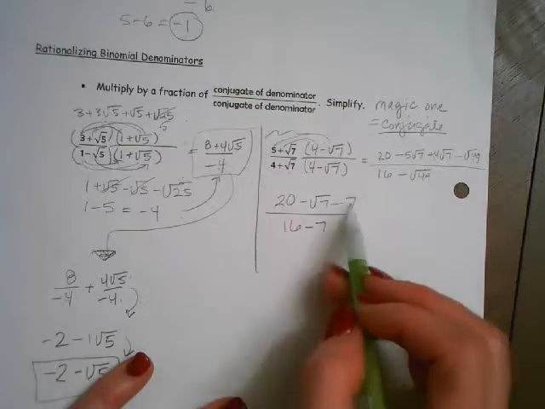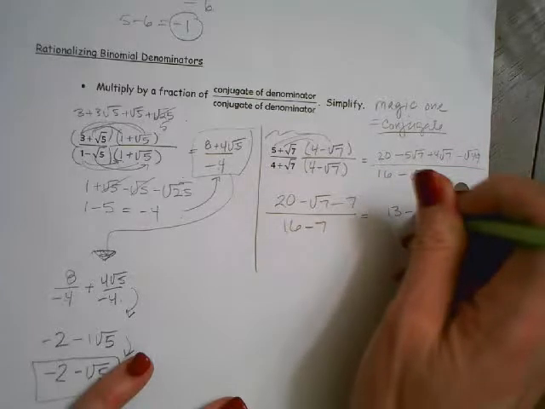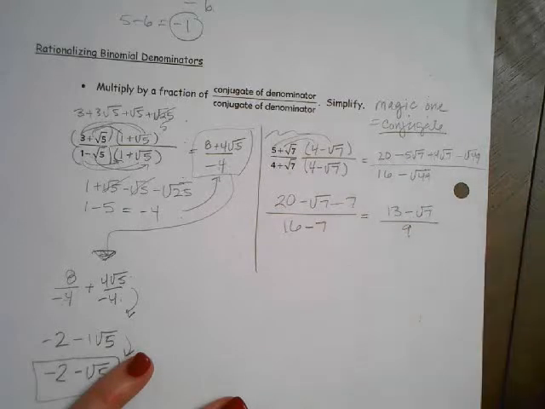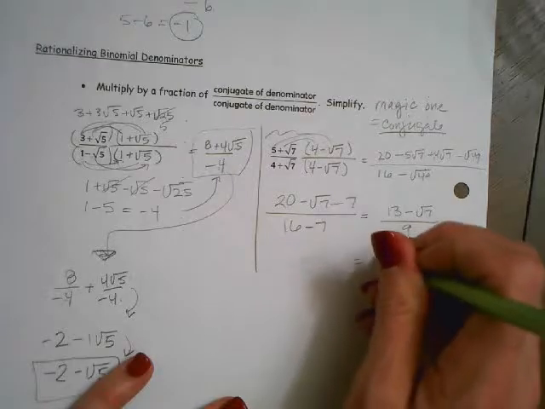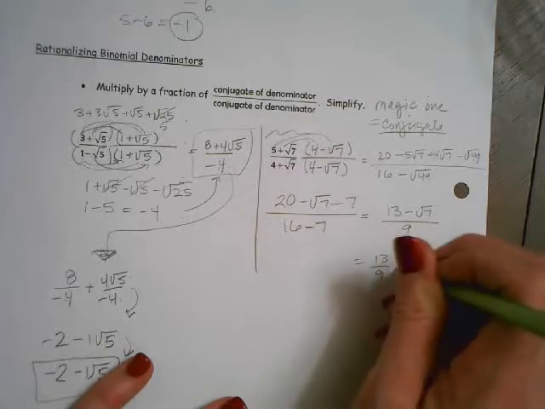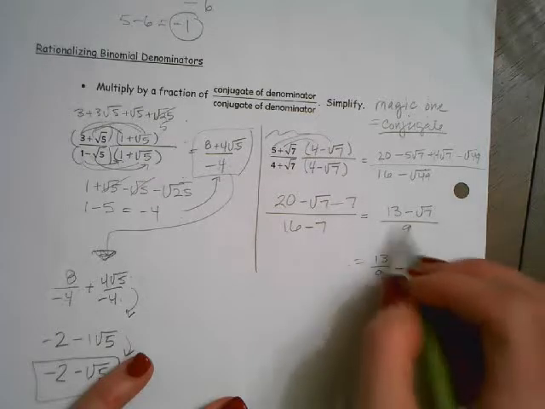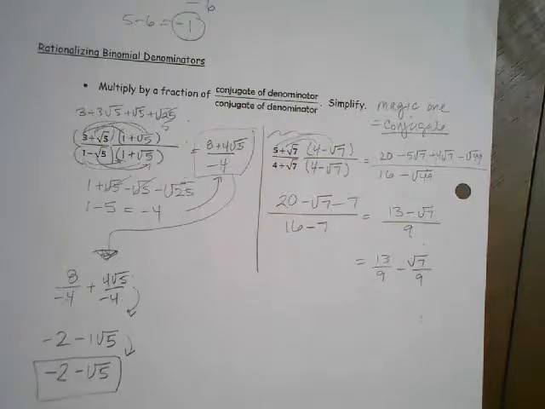So now I can combine my constants up top, and that's going to equal 13 minus square root of 7, and that's all over 9. I can't reduce any farther. I could rewrite it this way if I wanted to, 13 over 9 minus square root of 7 over 9, where I take the denominator and split it between both. And that then would be my final answer.